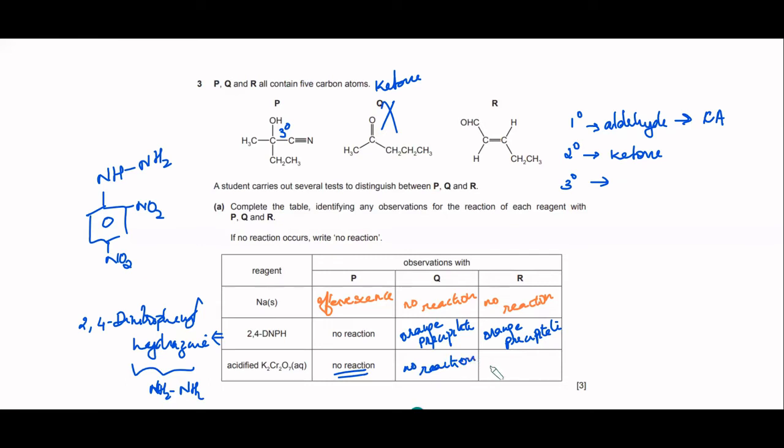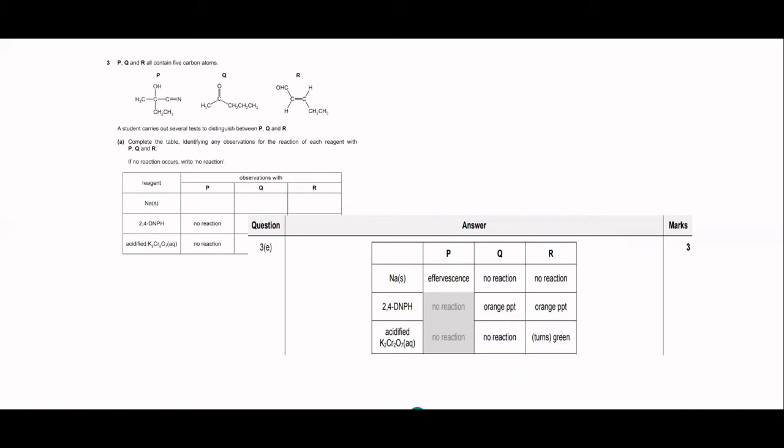But as far as R is concerned, here there is an aldehyde. This aldehyde will be converted to carboxylic acid. So this does give a color change. The orange color will be changing to green. So the observation will be green for molecule R. And here we have the marking scheme. This is the marking scheme for what we discussed just now.